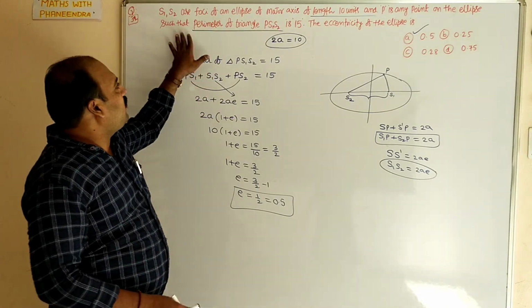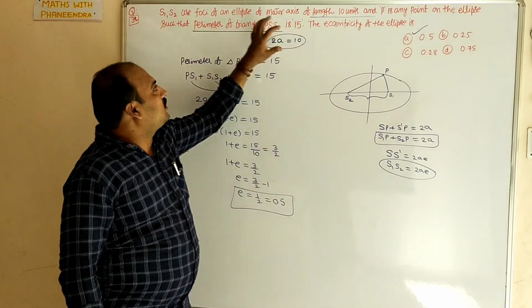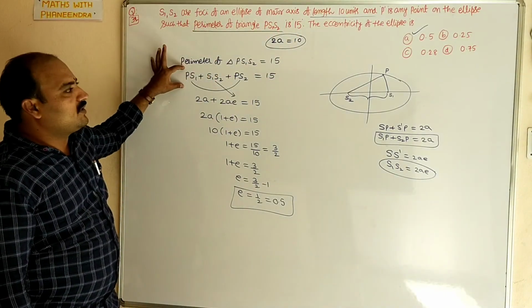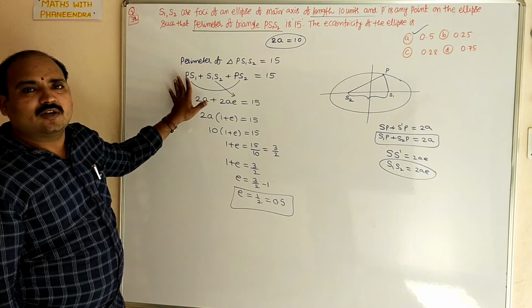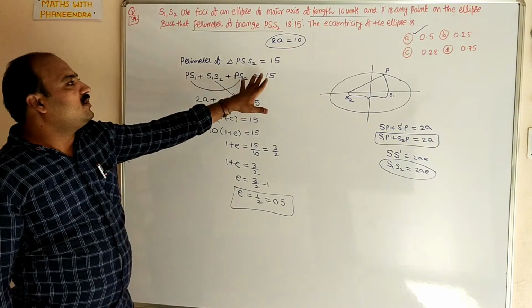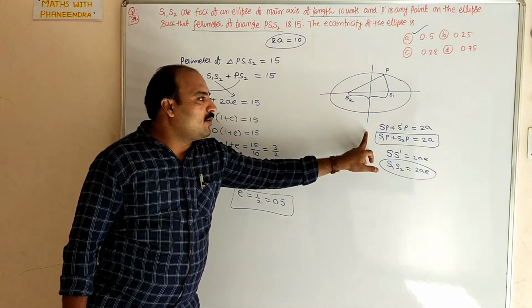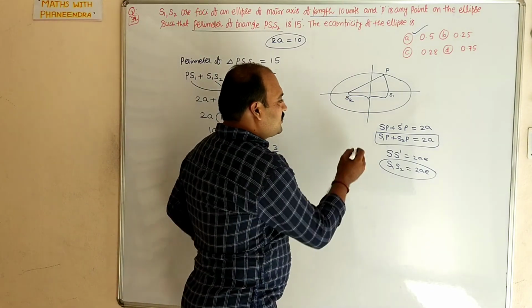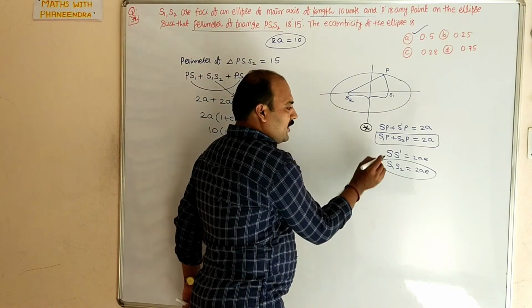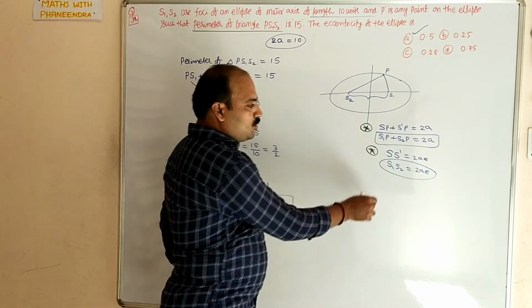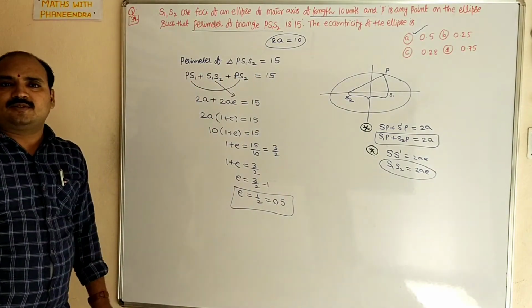So this is the way we have to take the condition. The perimeter like this we can take: the sum of the lengths of the sides of the triangle is equal to 15. And the length of the major axis. This is a very important condition, dear students. Based on these types of standard conditions, we are going to get the results.